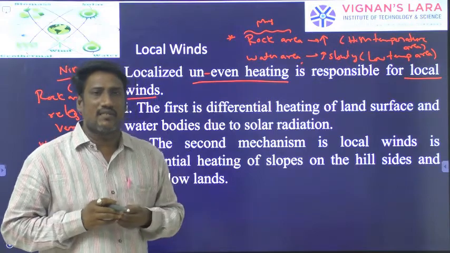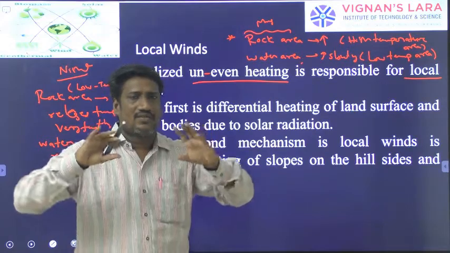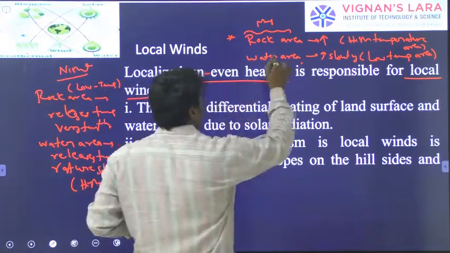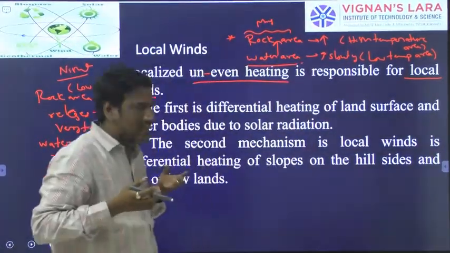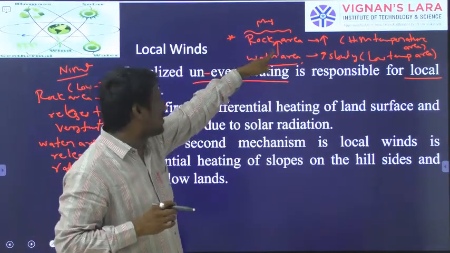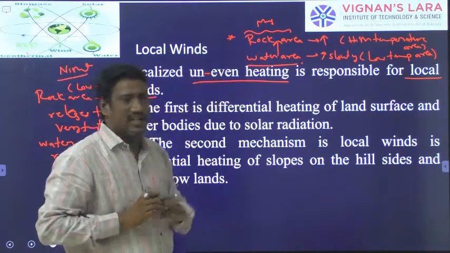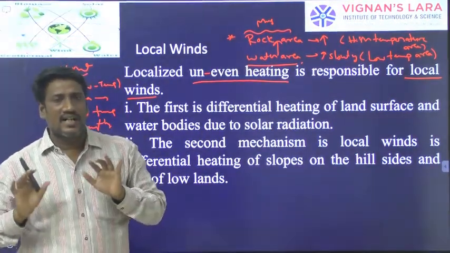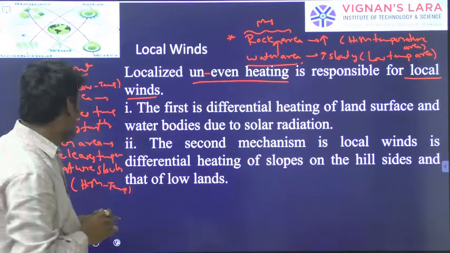In the morning, wind will blow from the water area to the rock area, because in the morning the rock area has high temperature and the water area has low temperature. Always, cool air from the low temperature area will blow towards and replace the hot air in the rock area. So in the morning, simply, the direction of wind will be from the water area to the rock area. Whereas coming to the night.